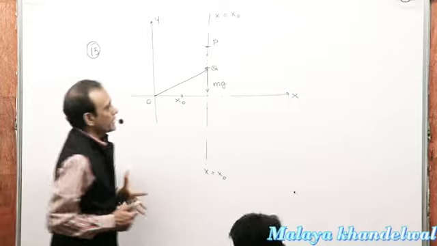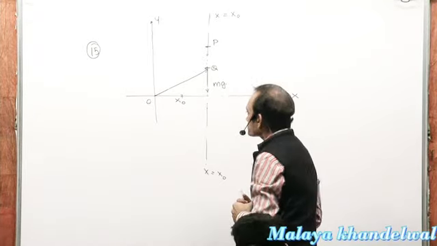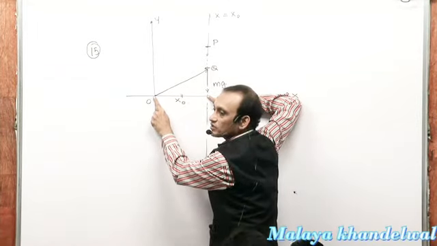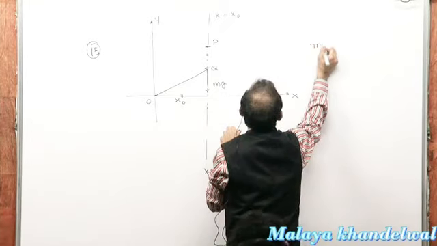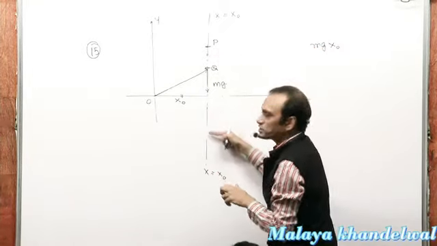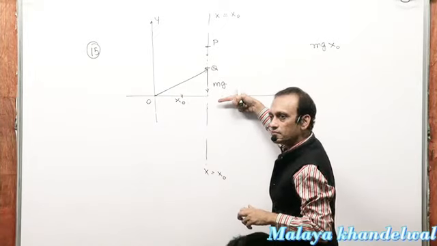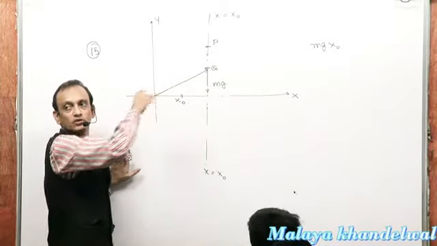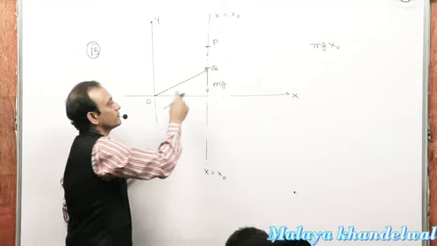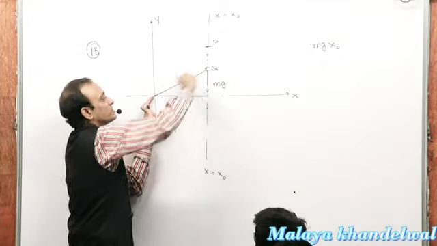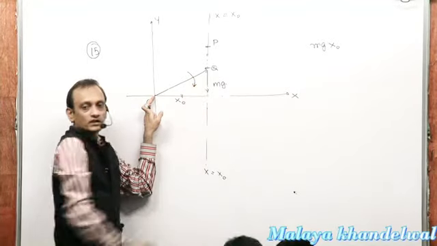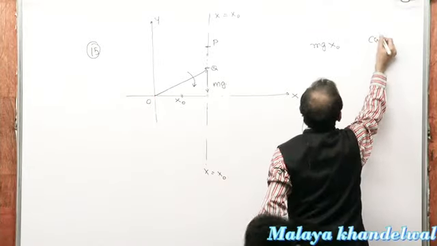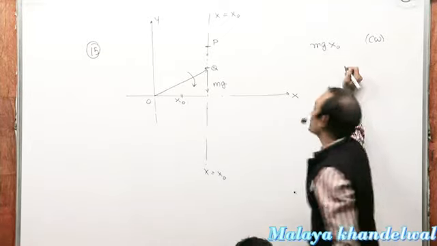Do you realize that this is the line of action of the force, and its perpendicular distance from O is x naught? So its torque is going to be mg into x naught, the line of action of the force into the perpendicular distance from O. And it's clockwise. Imagine this to be a rod hinged at O; if this force acts, the rod would swivel clockwise. So the torque about O is mg x naught, clockwise. It's not varying with time, it's time independent. That's the torque about O.